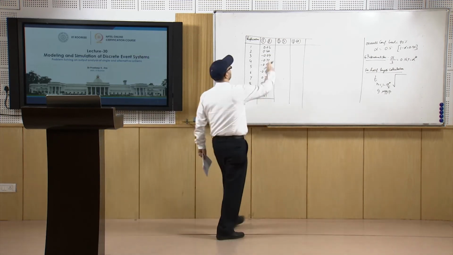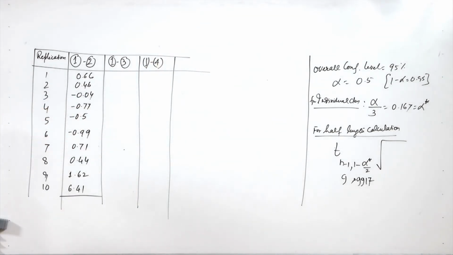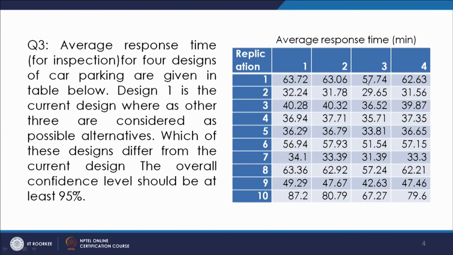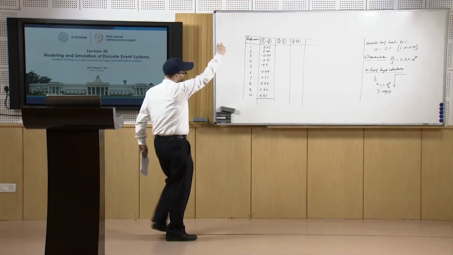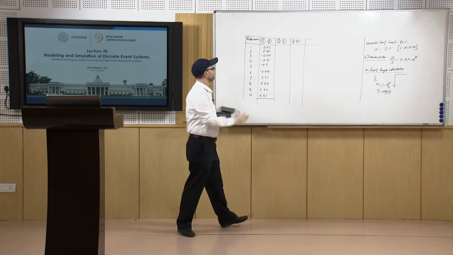Similarly, we have to get the difference between first and third, then between first and fourth. Suppose we get the first and third difference, it will be 63.72 minus 57.74, so it will be 5.98. Similarly, 32.24 minus 29.65 will be 2.59. This way it will go on, and that can be computed here. Similarly, 1 minus 4 will be computed. If the time permits, we will do this also.